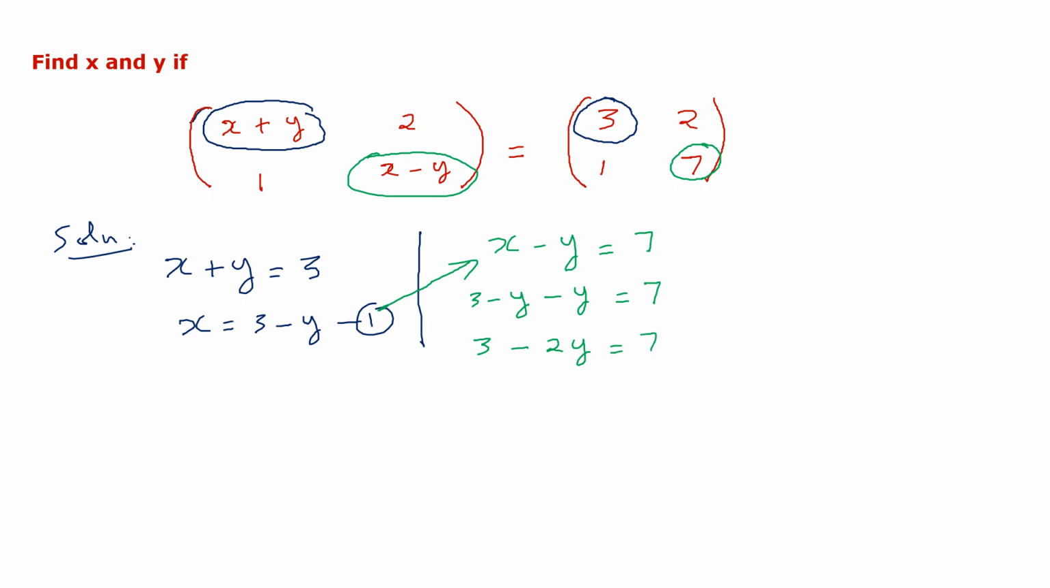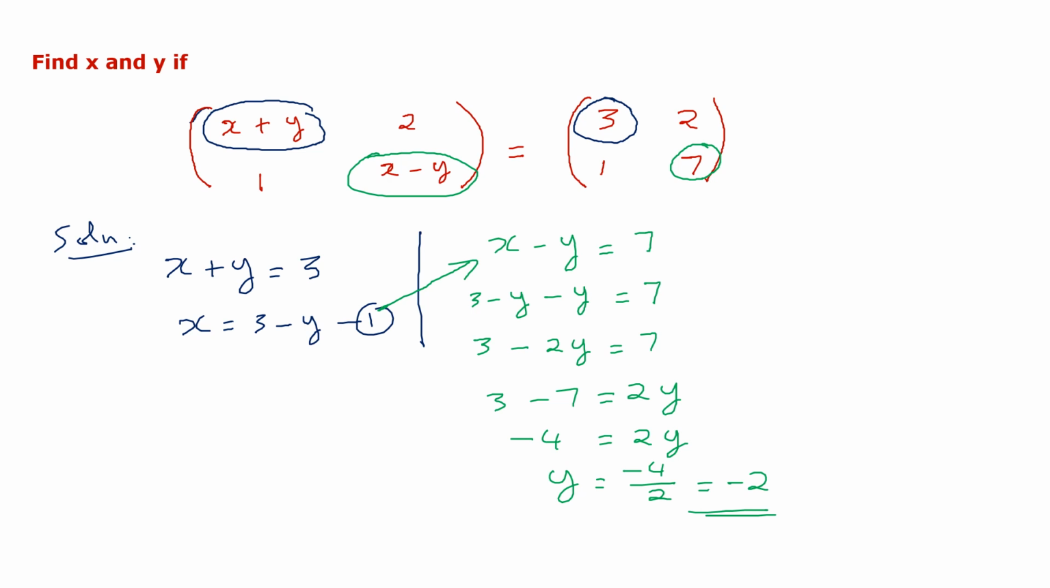So this is 3 minus 2y is equal to 7. That is 3 minus 7 is equal to minus 2y, you take it to the other side, it becomes plus, so this becomes 2y. So 3 minus 7 is minus 4. So minus 4 is equal to 2y, or y is equal to minus 4 divided by 2, that is equal to minus 2. So y is equal to minus 2, correct?